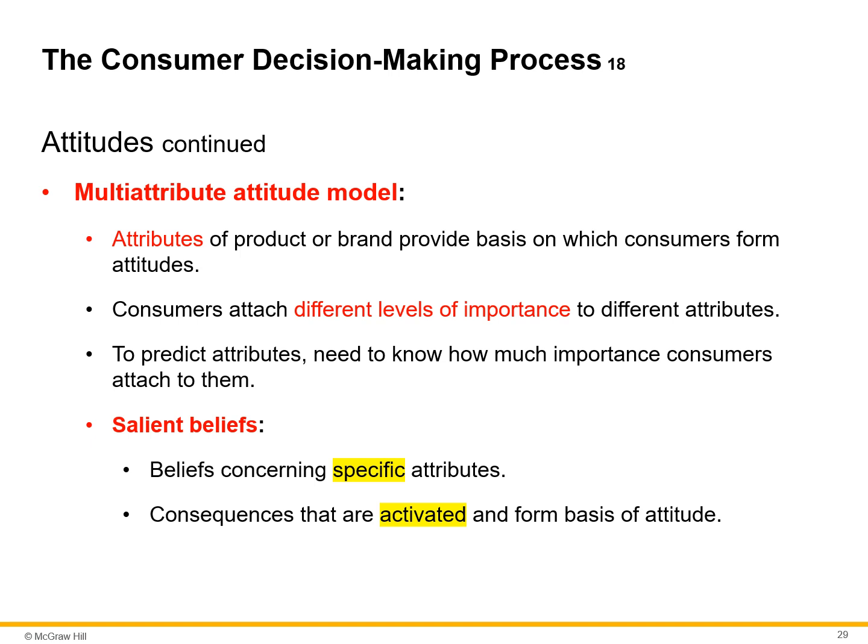Consumers will attach different levels of importance to different attributes. For me, for example, the color of a car doesn't matter. I don't care. The dependability, very important. Fuel efficiency, somewhat important. See, I attach different levels of importance to different attributes of the product. You can use that to predict attitudes. You need to know how much importance consumers attach to them.